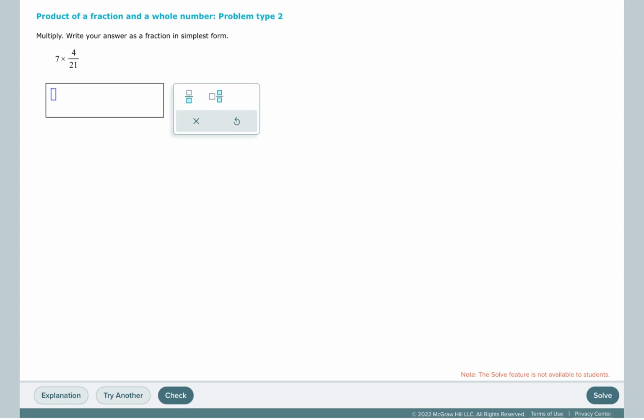In this type of problem, we're kind of limited to only one strategy of solving it, because if we do our second strategy like we did in the first type of these problems, we would think of this as 4/21 of 7, and then we would be asking ourselves, what's 1/21 of 7? And I don't know what 1/21 of 7 is, so that's not going to be helpful to me.